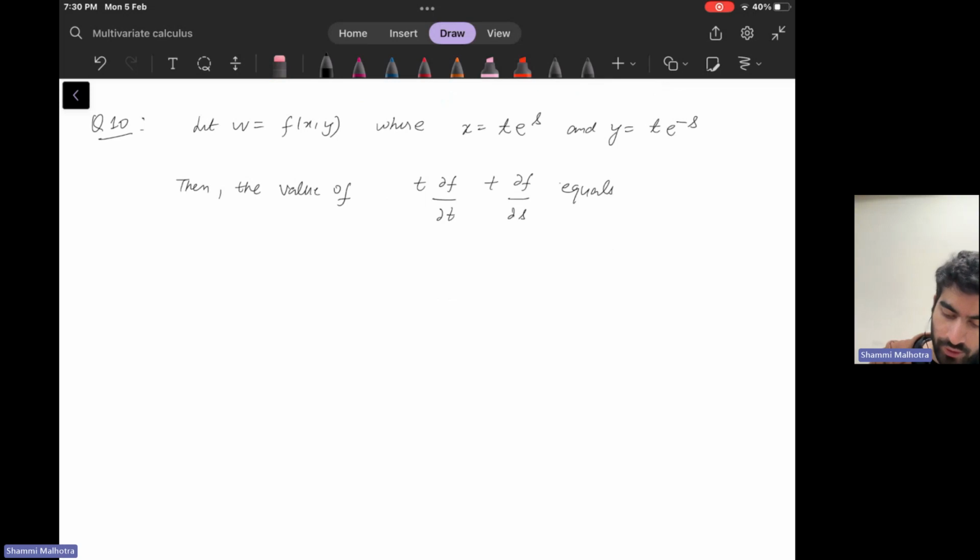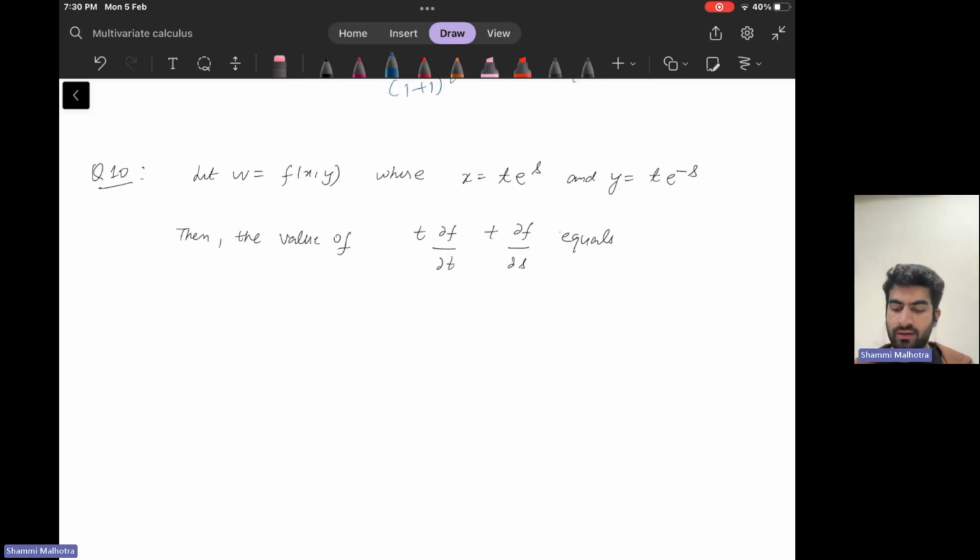So we would like to find the value of this, but as we can see, the variables x and y are further functions of t and s, so they are more than one variable. So when I have to take the partial derivative of f with respect to t and s, I have to be careful.